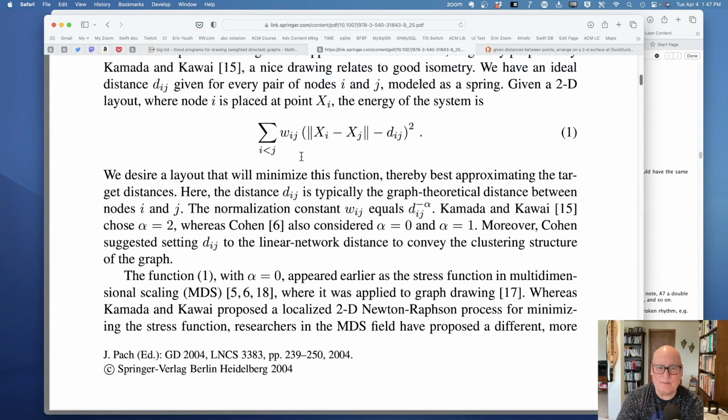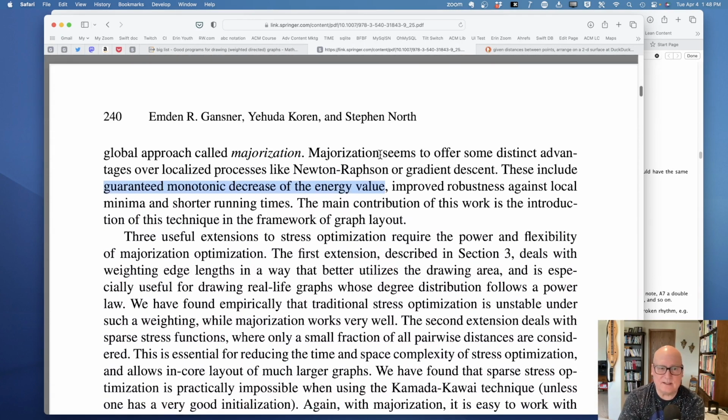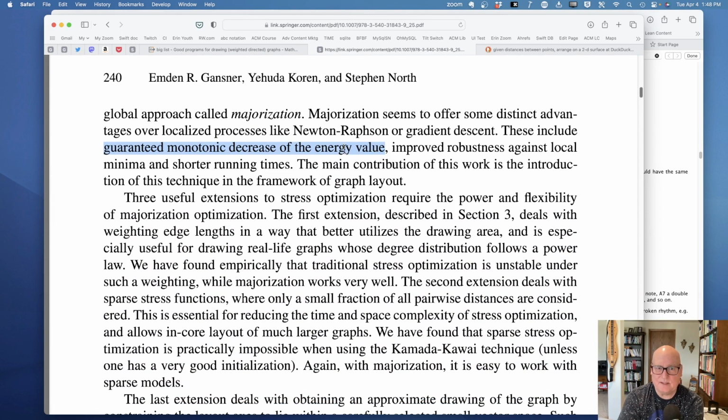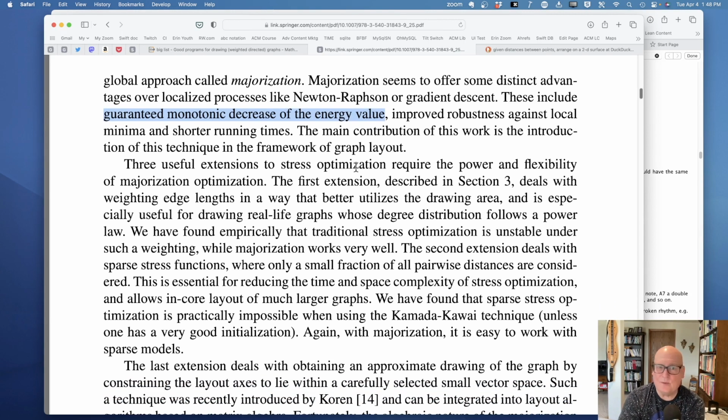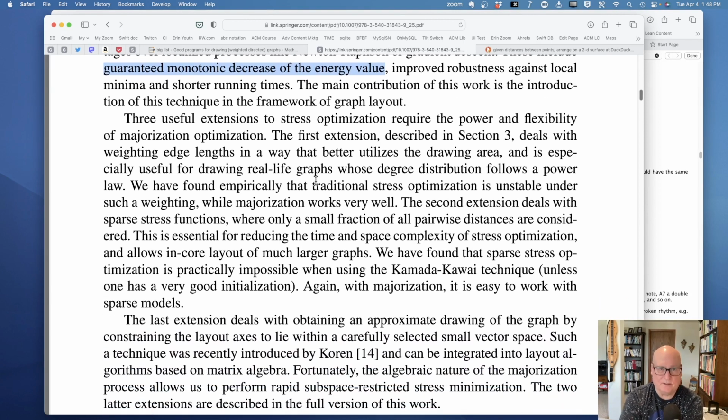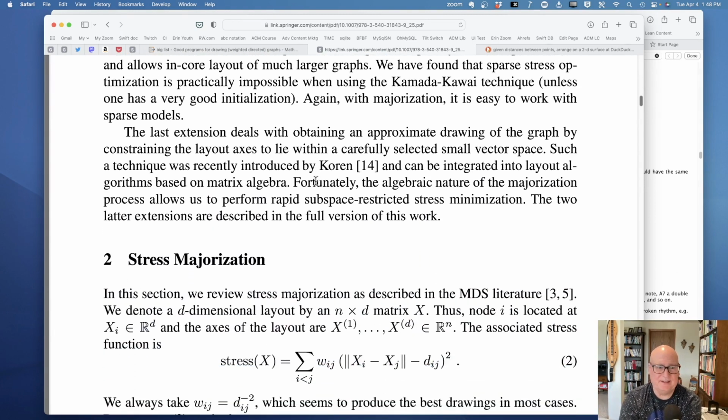This function, remember, we want to minimize it because it's how far off are the distances that you choose from the distances we said it should be. And if you minimize that distance, then that's the energy value. And guaranteed monotonic decreasing says every step through our process, majorization, decreases that energy value, or it does not increase it, but it may decrease it. It never increases. It might stay the same, I guess. So their contribution is doing this in a graph layout. Okay, so that all makes sense to me. Now I'm going to keep going.